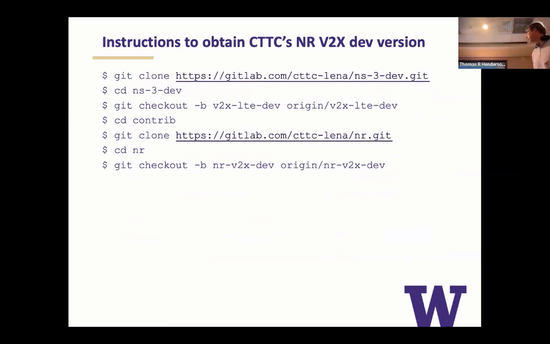Instructions to clone the code from CTTC, and check out both this directory of special branch of NS3, and then recurse into the clone and recurse into the NR directory and check out a special branch there. So presently, if you pair up NR V2X dev with V2X LTE dev at the NS3 level, then these will be compatible.